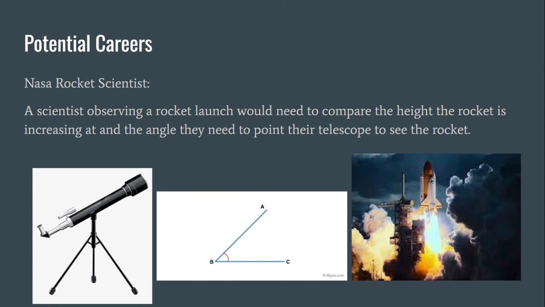A potential career that utilizes related rates is a NASA rocket scientist. A scientist observing a rocket launch would need to compare the height that the rocket is increasing at and the angle they need to point their telescope at to see the rocket.